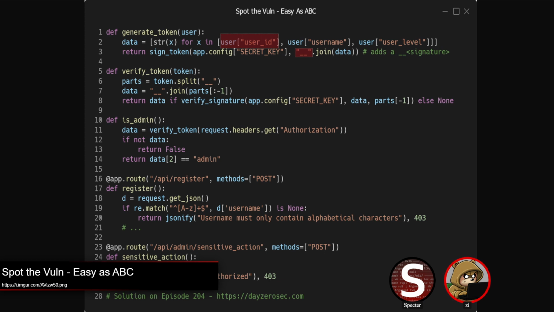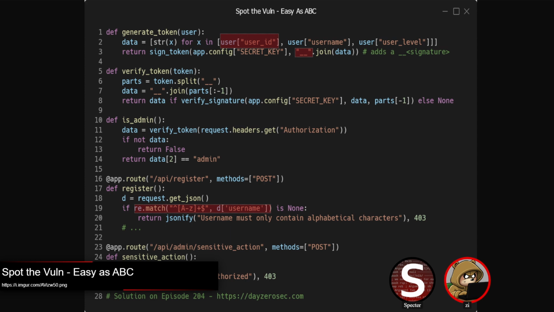Later on, to verify that token, it splits it on the double underscores, grabs the signature, and verifies that it signed the data. I abstracted those down to a couple functions because how it does the verification doesn't matter. That isn't the vulnerability here. The vulnerability is actually down in the registration route, or the core vulnerability, where it does this regex match.